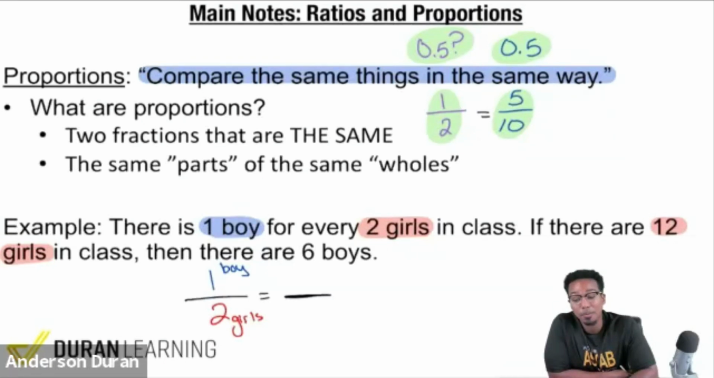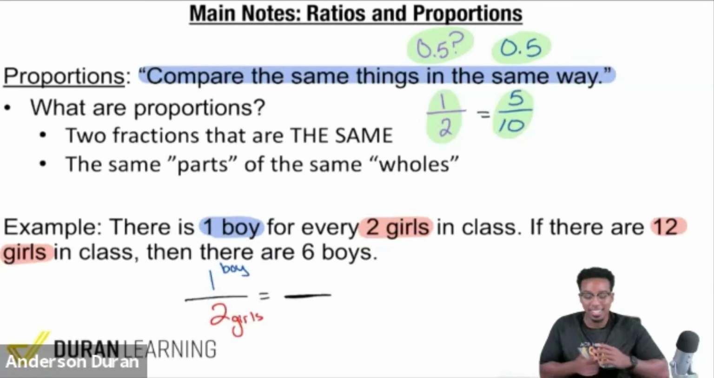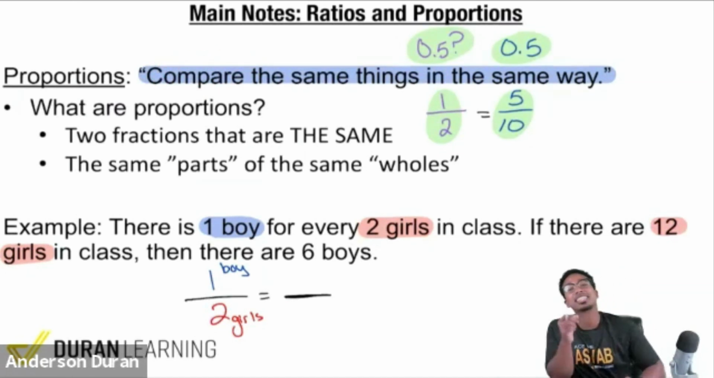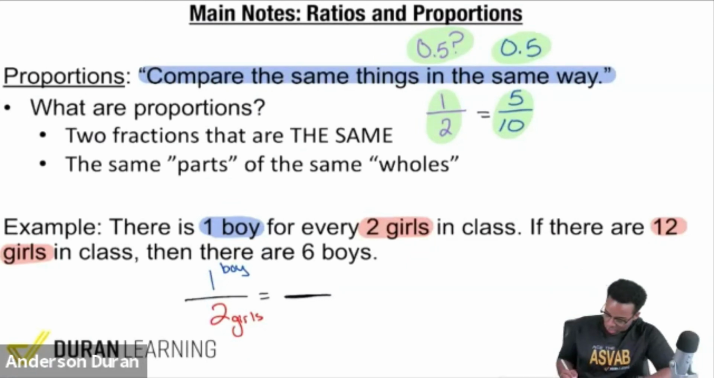The same what, everybody? Needs to be the same comparison. Exactly. Needs to be the same comparison. So if we want to put the 12 girls somewhere, it's going to have to go on the bottom because you see that the girls are already on the bottom here. And then when you see the 6 boys, we will place that on the top.